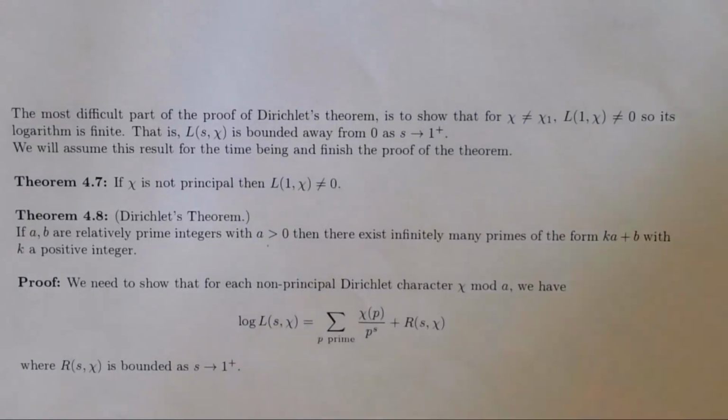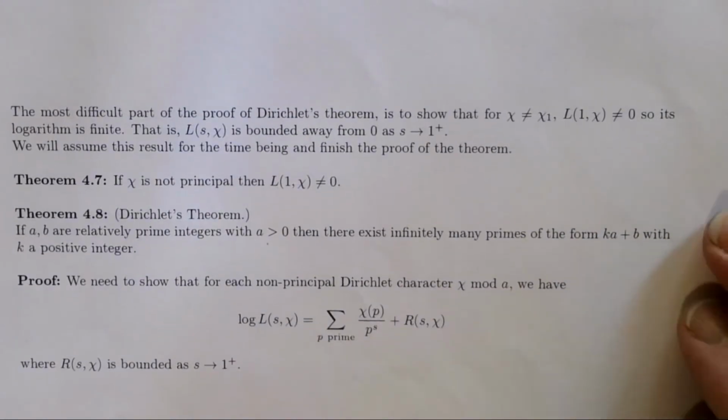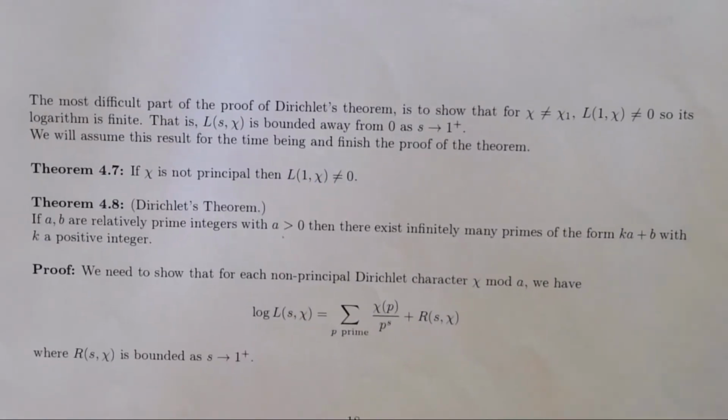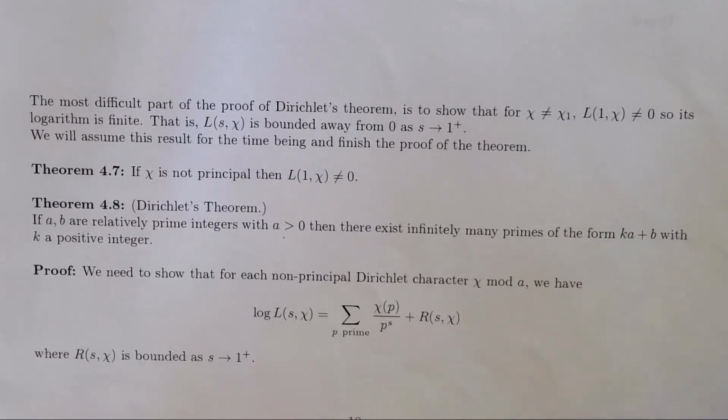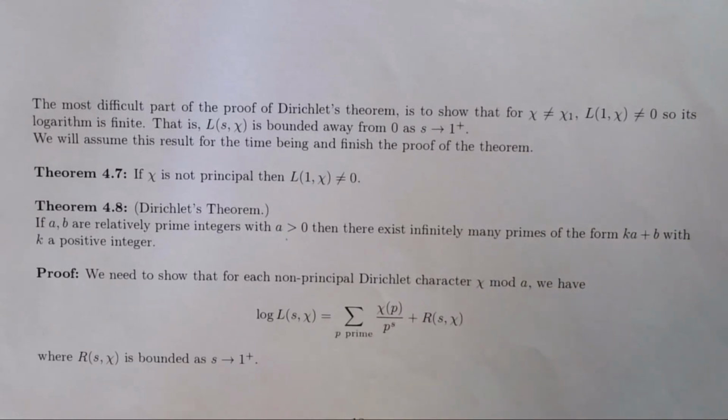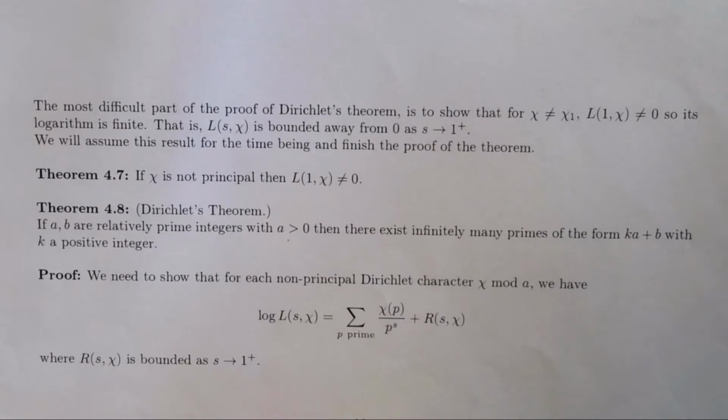Well, welcome again to our journey into number theory, and we're in the middle of the proof of Dirichlet's theorem, and we've shown that the principal character can be extended to a meromorphic function with a simple pole at s equals 1, and therefore diverges as s goes to 1 from above.